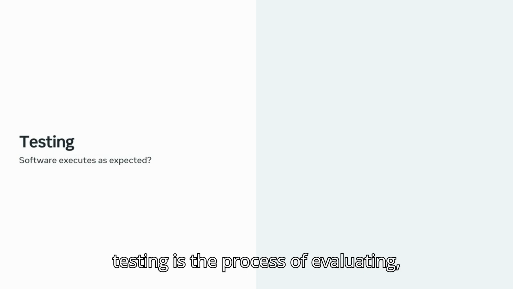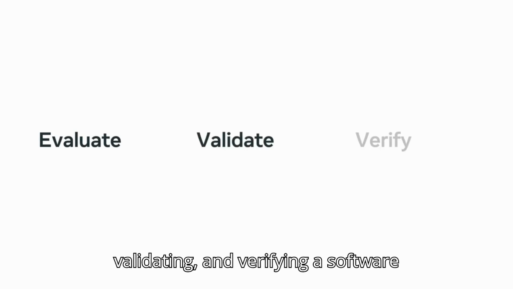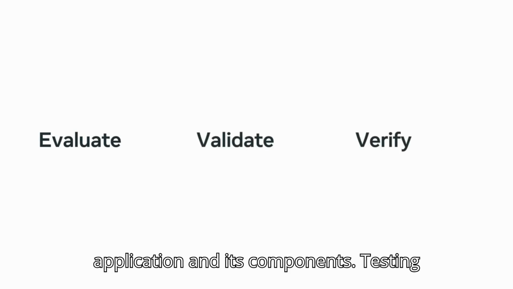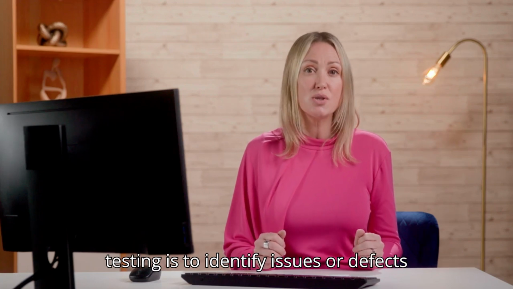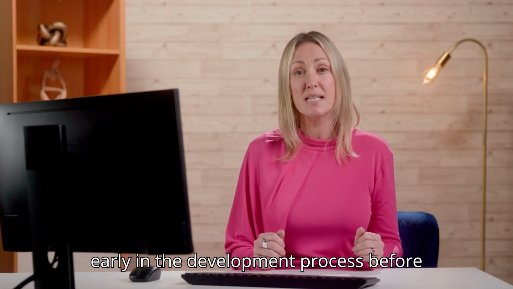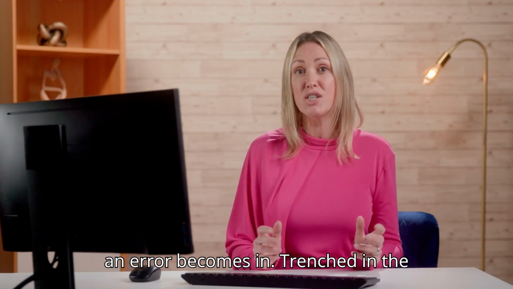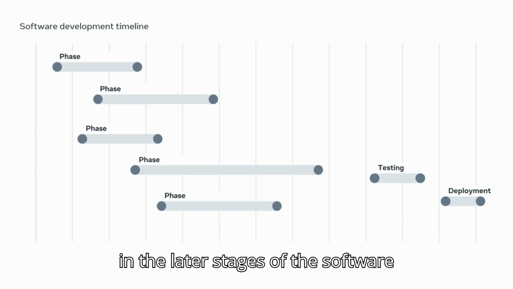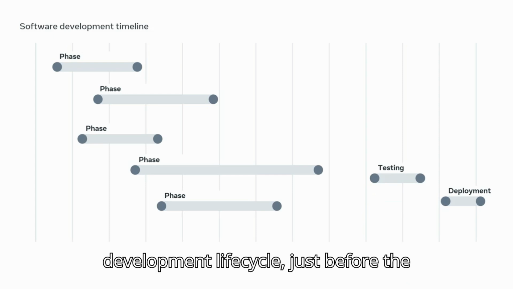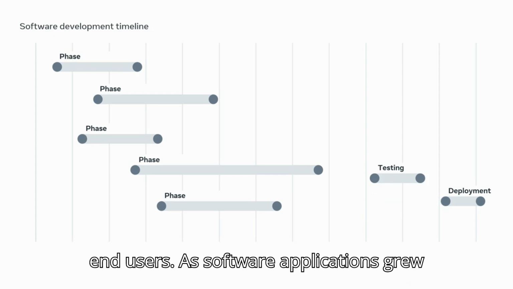Software testing is the process of evaluating, validating, and verifying a software application and its components. Testing is based on correctness, reliability, performance, and completeness. One aim of testing is to identify issues or defects early in the development process before an error becomes entrenched in the code. Originally, testing was performed in the later stages of the software development lifecycle, just before the software application was rolled out to end users.